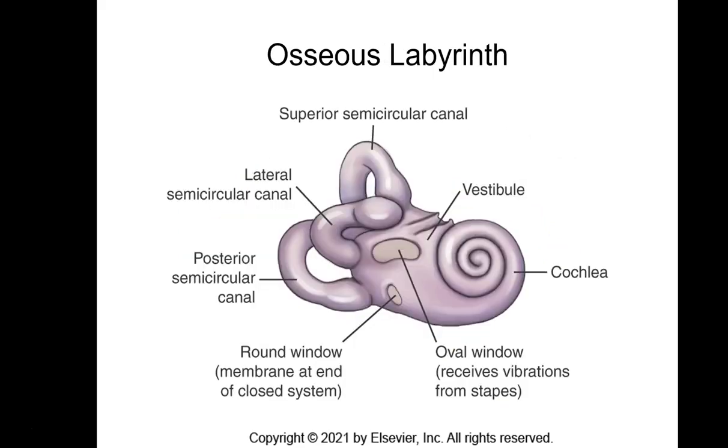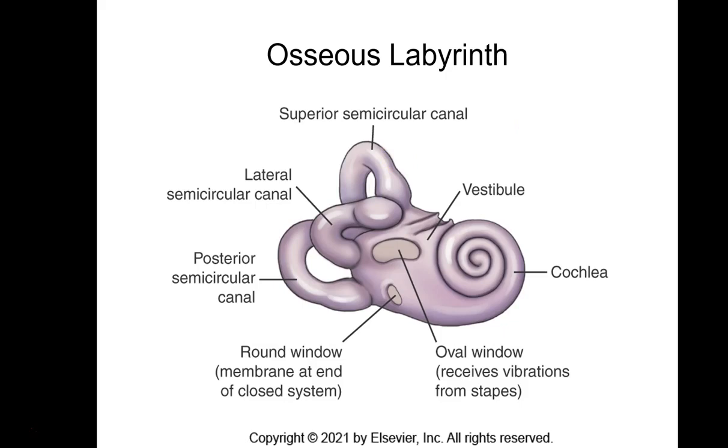Now, more about the bony or the osseous labyrinth. So the osseous labyrinth is divided into 3 different parts. You have the cochlea here, you have the vestibule here, and you have the semicircular canals. And remember, this is the bony labyrinth. Within this bony labyrinth is that membranous labyrinth.